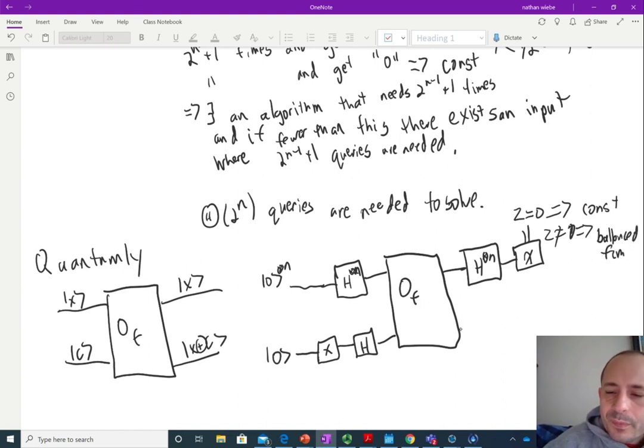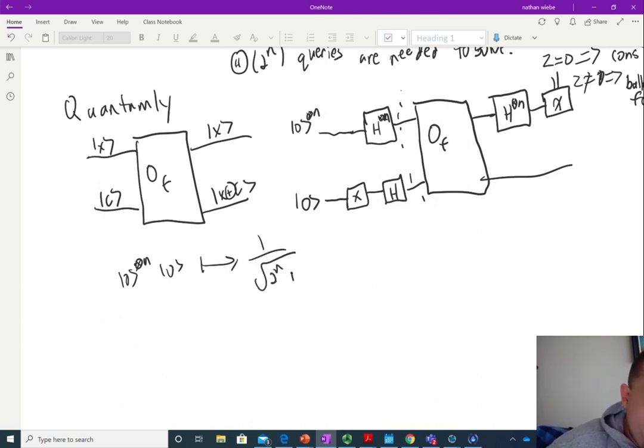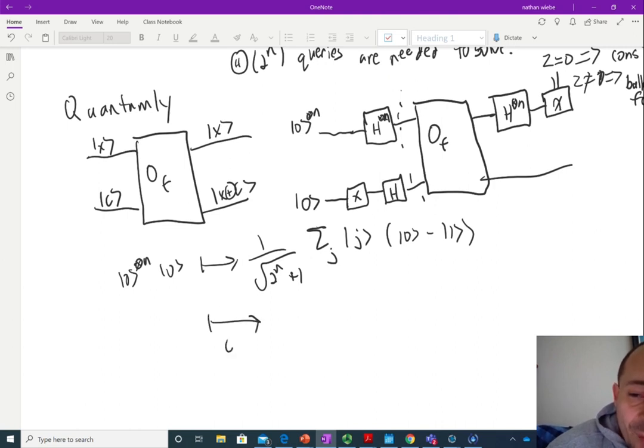So if this claim is correct, then we have a single query or a single application of OF allows us to solve this problem, leading to, in this query model, a super exponential speedup. So in order to see this, let's just go through the algebra for it. To begin with, we end up at this point over here producing the transformation 0 tensor n 0 maps to 1 over square root 2 to the n plus 1 sum over j over here j 0 minus 1. Okay, now the minus 1 comes from the Hadamard transform on 1 at the bottom, and this is just a normalization factor. Okay, so now let's apply OF.